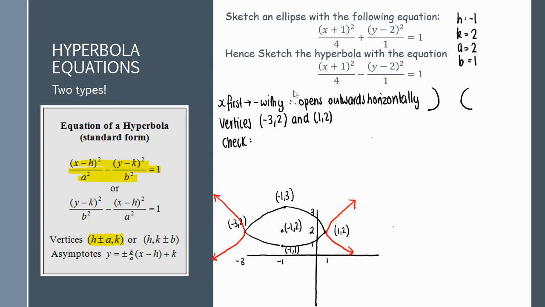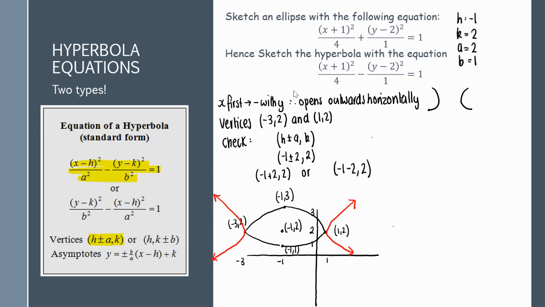So we think the vertex point should be h plus or minus a, comma, k. That gives me my x and y coordinate. All right, h is -1, plus or minus a, that's 2, and my k is also 2. So I have two vertices, thankfully. First, let's check the plus. So -1 plus 2, comma 2. Well, that would be 1, 2.